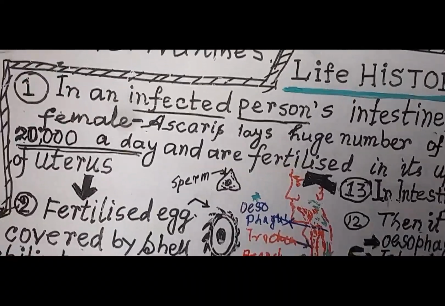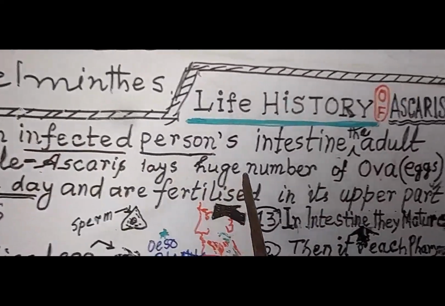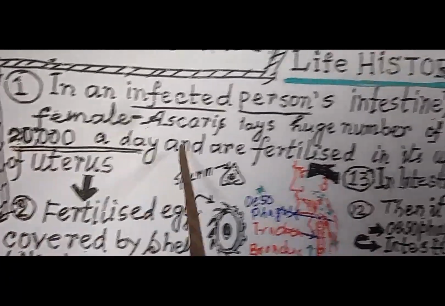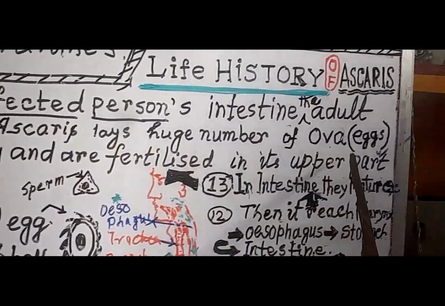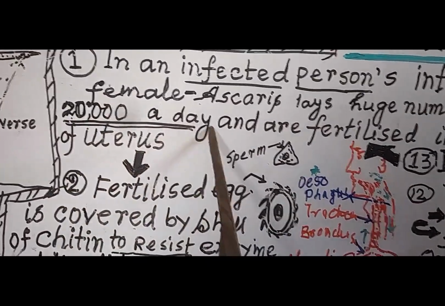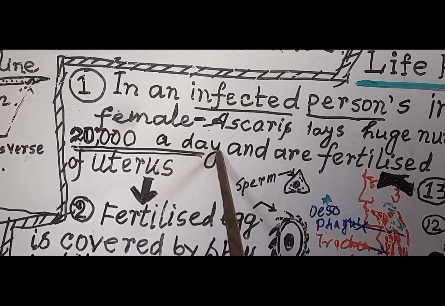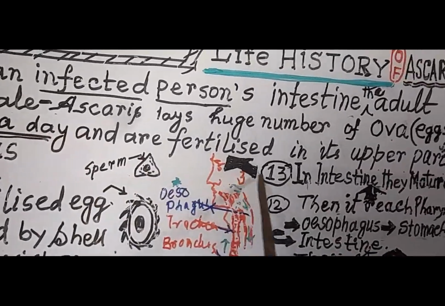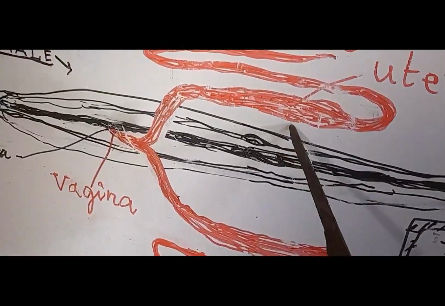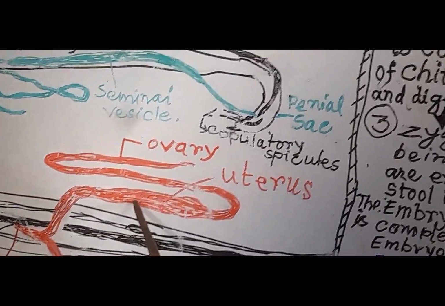Now you see here, in an infected person, it is point 1. In an infected person's intestine, the adult female Ascaris lays a huge number of ova or eggs. It is 20,000 a day. In some books, it is also written 200,000 a day, and they are fertilized in the upper part of the uterus, which has been shown before. Here, the fertilization occurs.